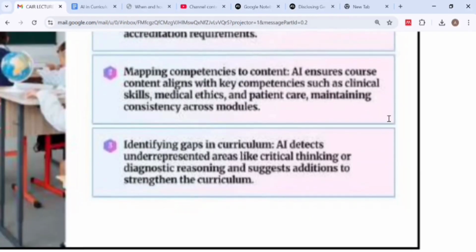Mapping competencies to content. AI ensures course content aligns with key competencies such as critical skills, medical ethics, and patient care, maintaining consistency across modules. Identifying gaps in curriculum. AI detects underrepresented areas like critical thinking or diagnostic reasoning and suggests additions to strengthen the curriculum.